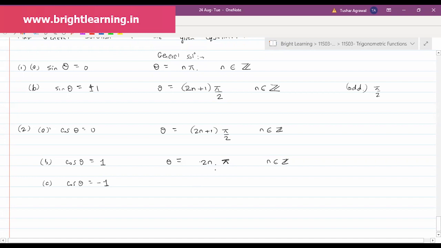Now n, whatever value you give, n can be anything. N can be an odd integer also. If n is an odd integer, 5, 2 into 5 will be 10. That takes care of itself. Cos theta is equal to minus 1. Cos theta is equal to minus 1, you want it on the negative x-axis. Negative x-axis is an odd multiple of pi. Odd multiple of pi means 2n plus 1 times pi.